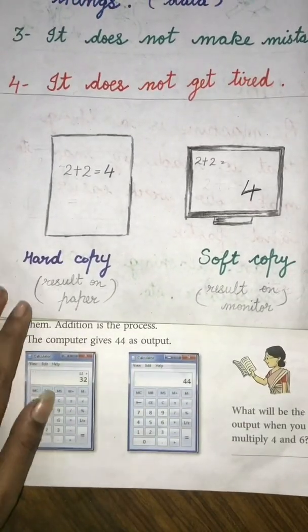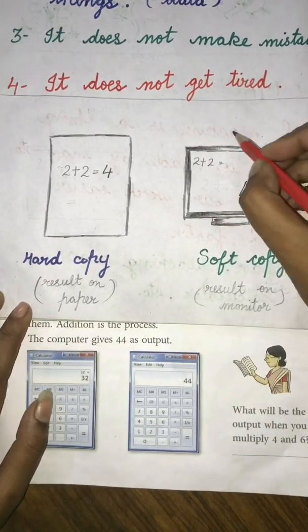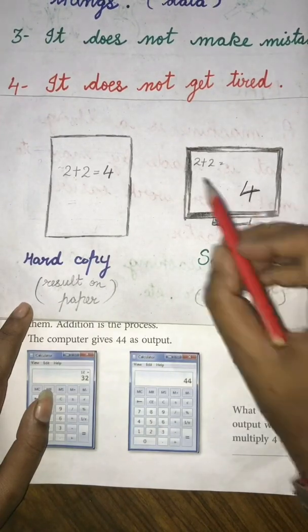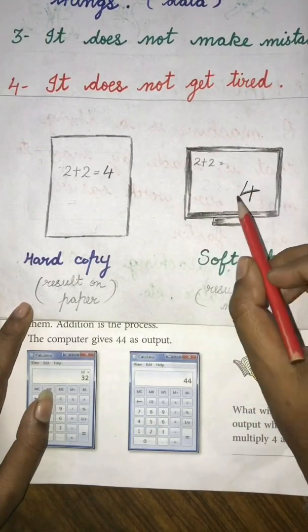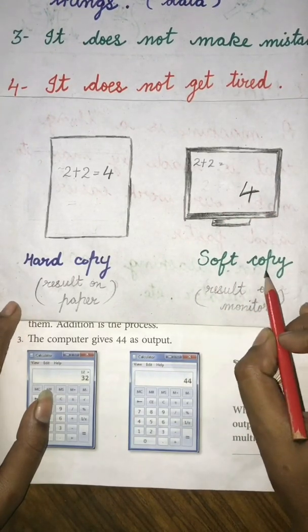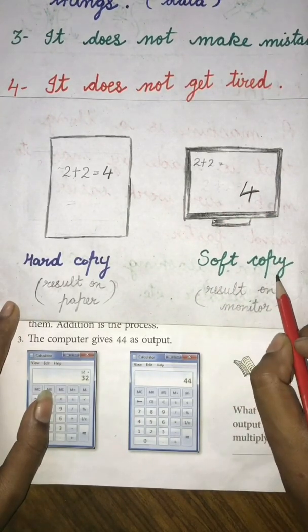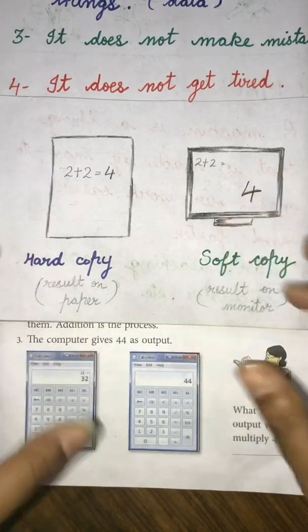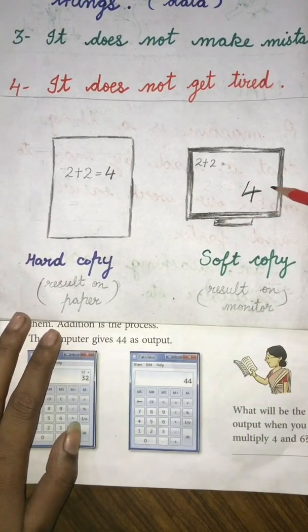You see this, children? Now, if on the monitor you are adding 2 plus 2, and you see the result on the monitor, it is the soft copy. What is soft copy? The monitor is the main part of the computer. When you see the result on the monitor, it is the soft copy.